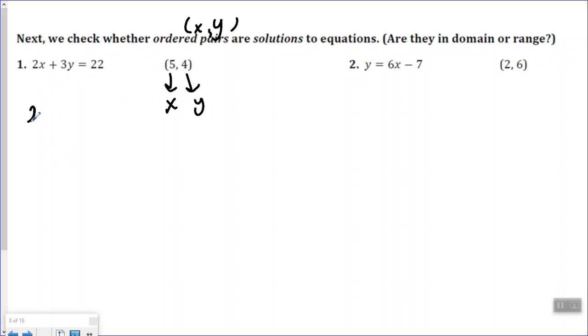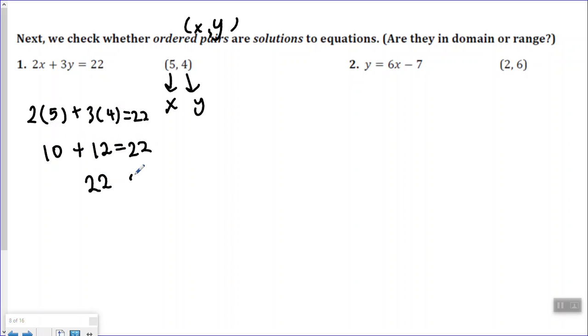So it will be 2 times 5 plus 3 times 4 equals 22, and you have to check whether it's true or not. 2 times 5 is 10 plus 3 times 4 is 12 equals 22. 10 plus 12 is 22. Is this true? It is true. So your answer is yes. The ordered pair 5, 4 is the solution to this equation.